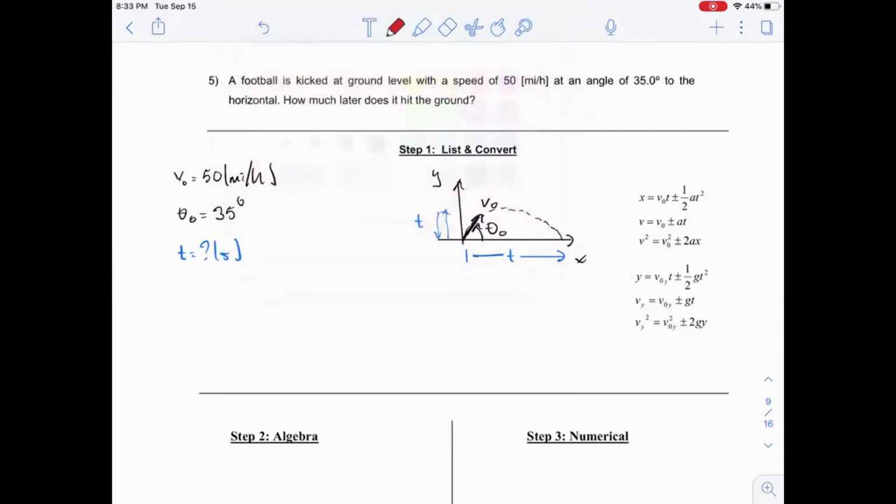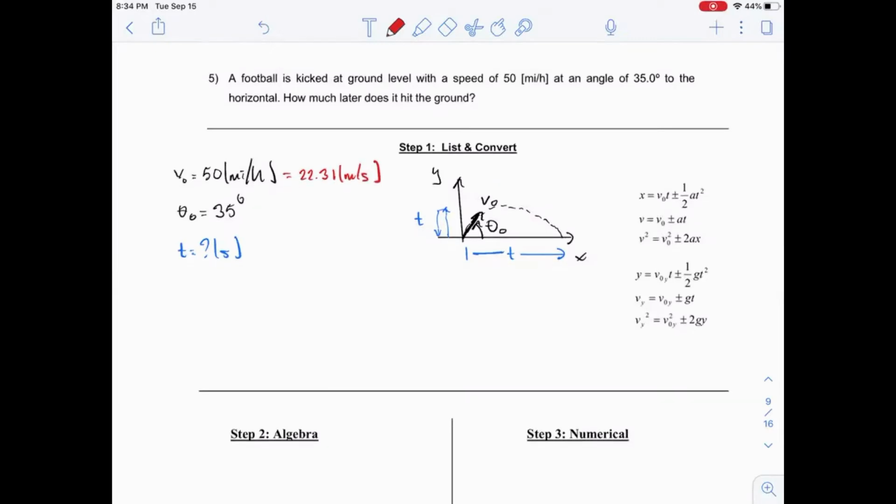While at it, I'm not going to show work. What's 50 miles per hour in terms of meters per second? 22.31 meters per second. Give yourself 5 points. Once we know how to do conversions, you don't have to keep showing me how to do it. Now we got problems.